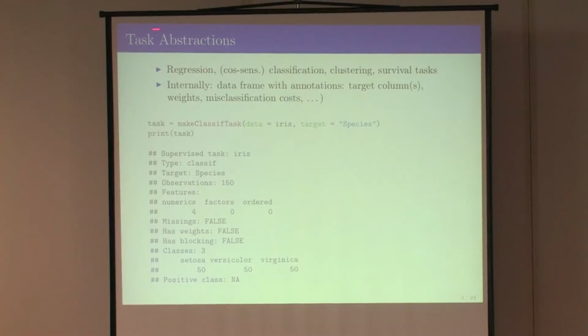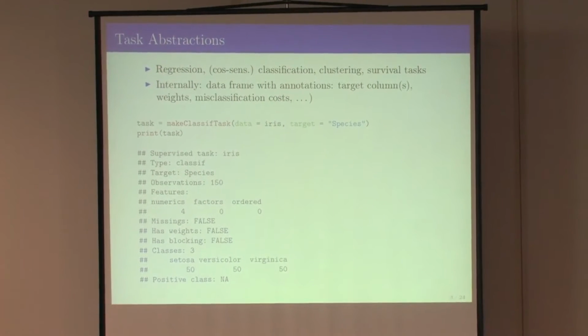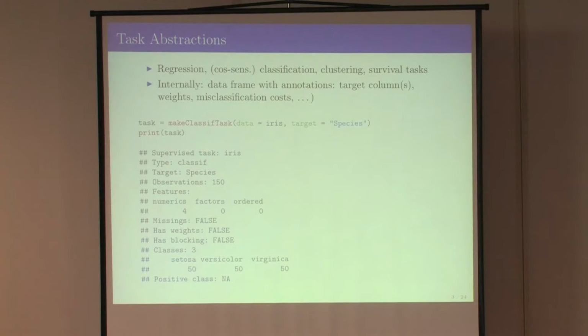So what's in there for basic machine learning tasks? We can currently cover normal regression, normal supervised classification, and cost-sensitive classification, a pretty general definition of that, although not that many algorithms yet for it. So this is pretty experimental.